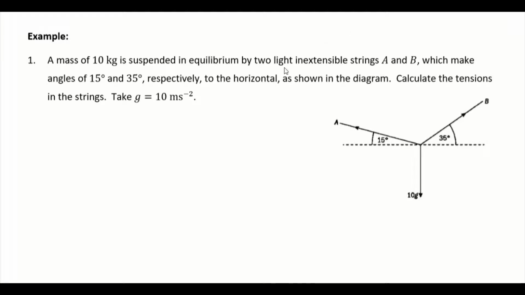You can see the words here: light inextensible strings A and B, which make angles of 15 degrees and 35 degrees respectively to the horizontal. Calculate the tension in the strings. So they are in equilibrium and the forces all act on this point, right? So we just try to do the resolving and solve the question.